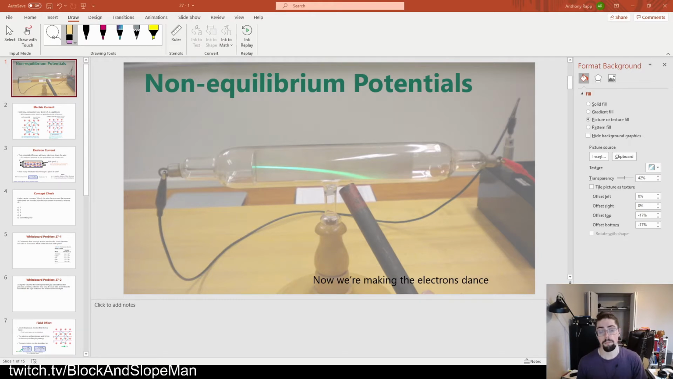But the equilibrium point is a point that we kind of assumed, and I said it once, and then we didn't talk about it again for quite some time. Now it's becoming a little bit more important because we're going to be looking at the case where we don't have equilibrium, where we're applying some potential difference to a conductor and what happens because of that applied potential difference. So we've actually already looked at a scenario kind of similar to this one.